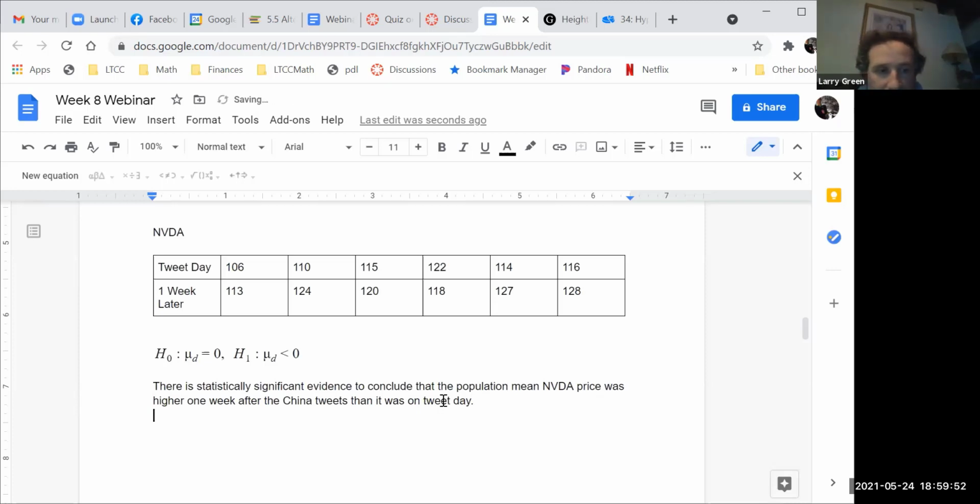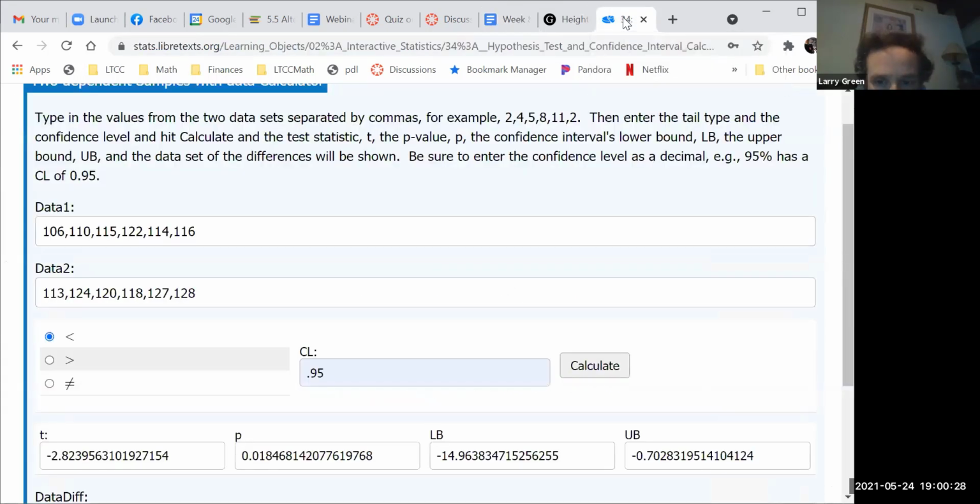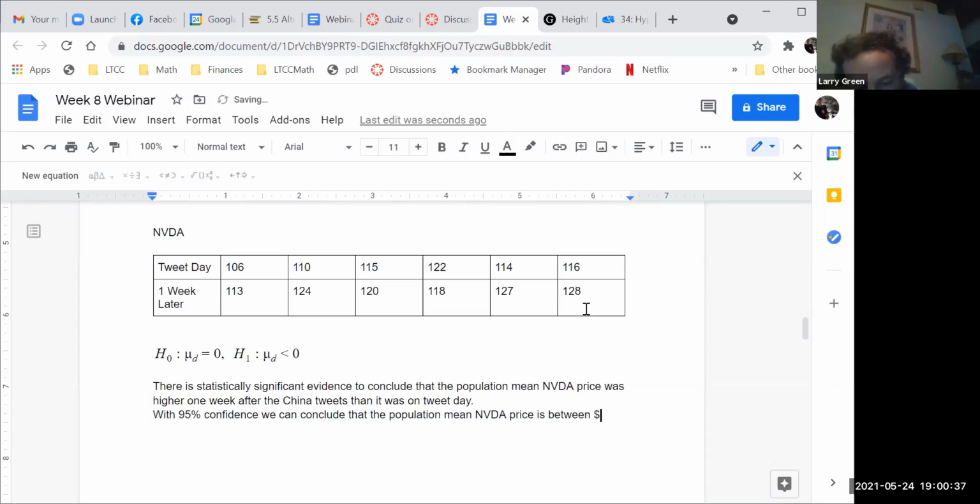Any questions on that? And not only that, with 95% confidence, we can conclude that not only is it higher, but the population mean NVIDIA price is between, let me remember, 70 cents and $14.96 higher 1 week after the tweet than on tweet day.